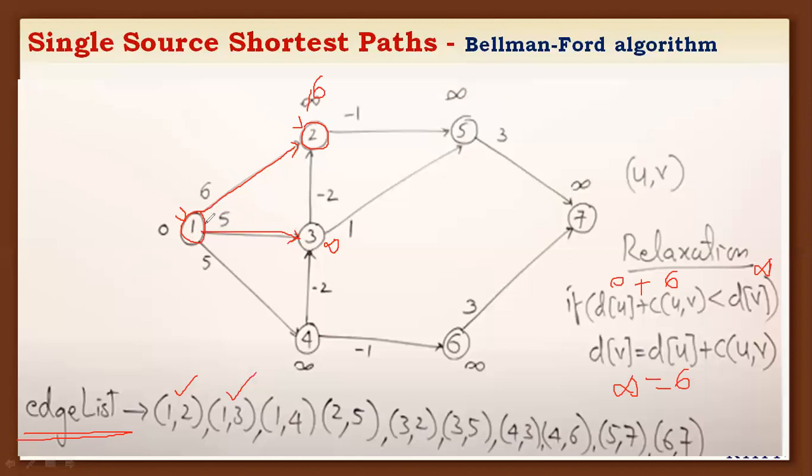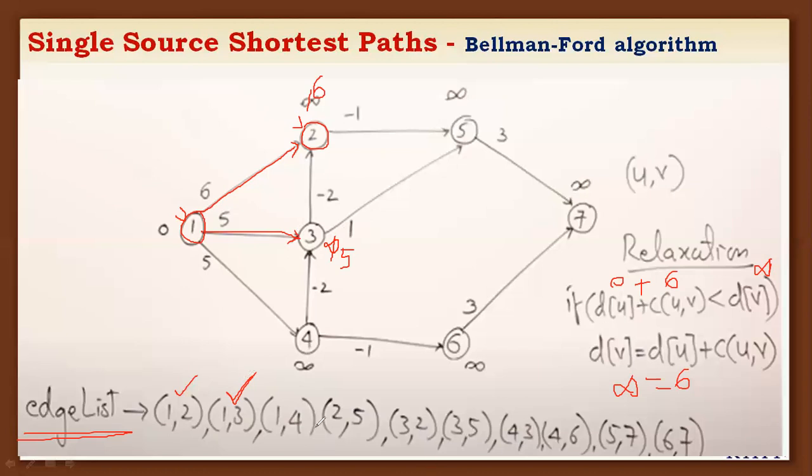So if you consider 5 with infinity value, which one is smaller? The path from 1 to 3, if you consider the edge 1 to 3, the total cost from 1 to 3 is 0 plus 5. So total cost is 5. Now compare 5 with infinity, which one is smaller? 5 is smaller, so infinity is replaced with the value of 5 here. So the second edge, 1 to 3, is also completed.